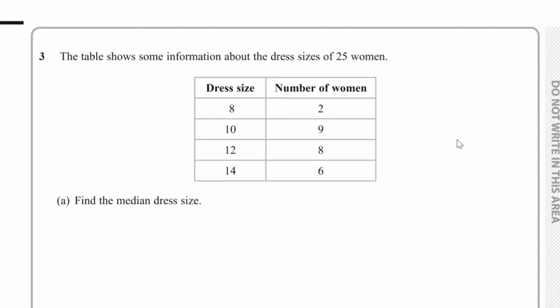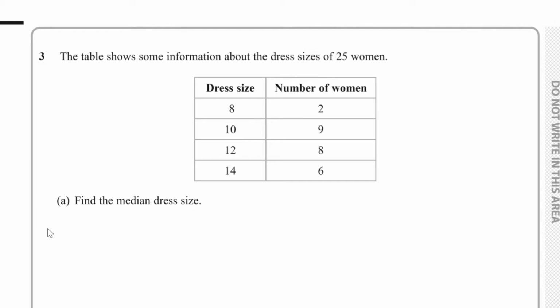Question number 3. The table shows some information about the dress sizes of 25 women. So we've got the dress size here and the number of women who have that particular dress size. For part A, we have to find the median dress size. Well, we have 25 women in total, so we can find the position where the median lies.